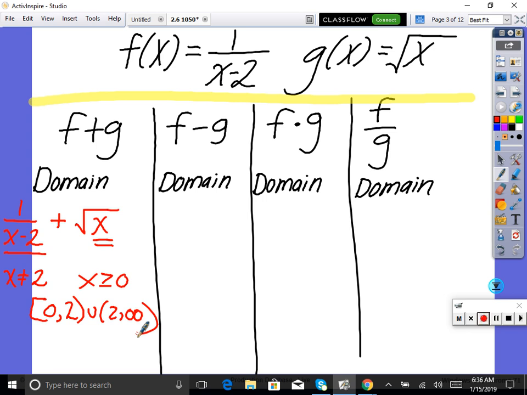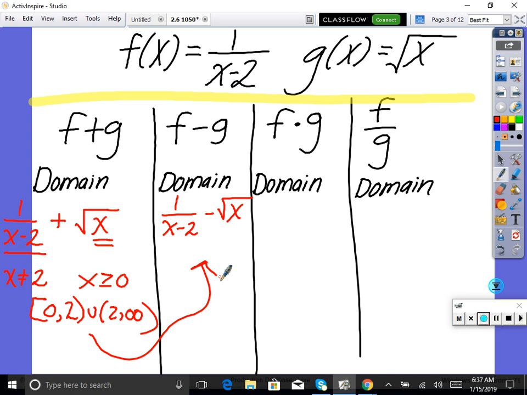Yeah, honestly, the hardest part is writing the domain. Good point. So now just subtraction. Instead of a plus sign, there's going to be a subtraction sign. So 1 over x minus 2 minus root x, and that would not change our domain. Our two true statements would be the same, wouldn't they? So I'm just going to point an arrow. That's our domain.